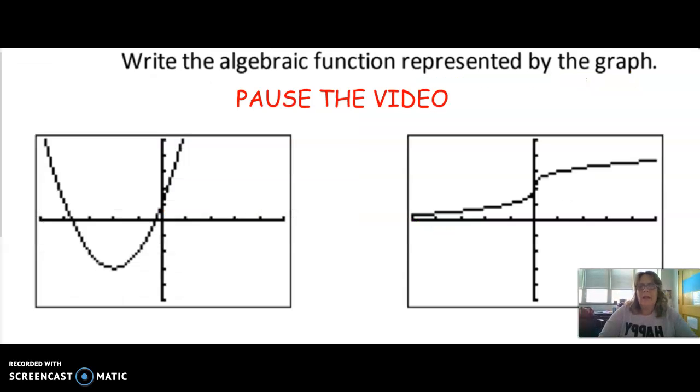Now we're going to look at some graphs that I have, and then you're going to see if you can write the actual function or the equation that goes with the graph. So pause your video now.